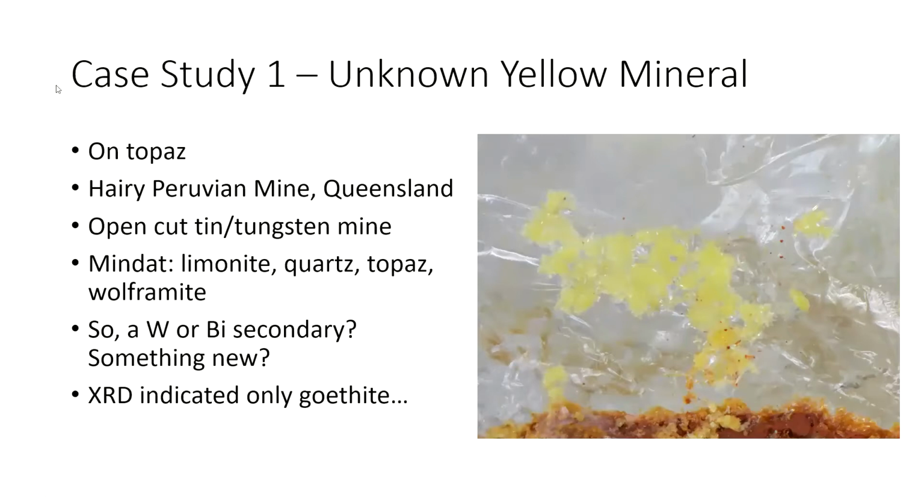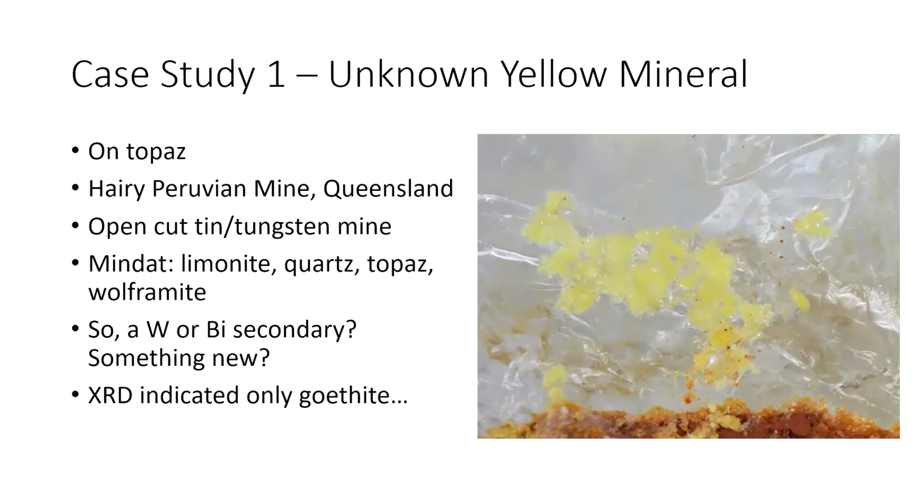This was my first one, and I got quite excited about this. These are quite glassy little prismatic yellow crystals of an unknown mineral, and it's sitting on topaz. I actually had about 4 or 5 pieces of topaz crystals with this material on it. It comes from a place called the Hairy Peruvian Mine, which is an interesting mine for an Australian locality. It was originally an open cut tin tungsten mine, and Mindat shows limonite, quartz, topaz, and wolframite.